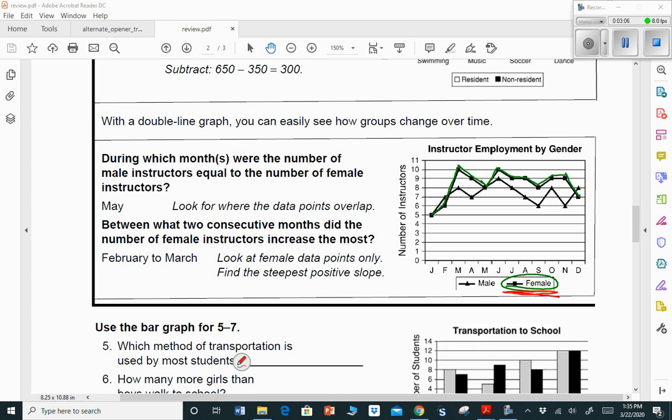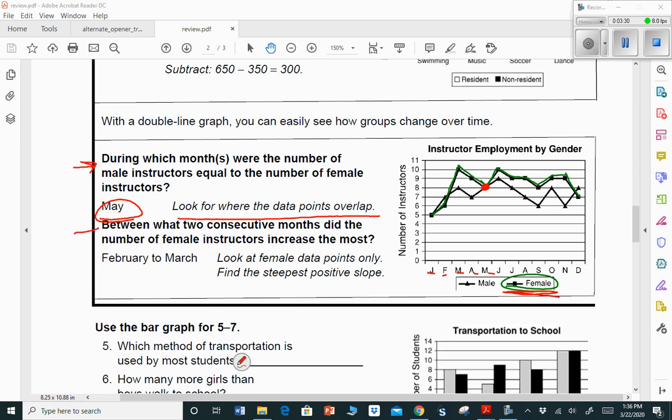And they just want you to look at it and answer a couple questions. During which months were the number of male instructors equal to the number of female instructors? And it says we should look for where the data points overlap, which would be right here. They come together. This is January, February, March, April, May. So that's why our answer is May.